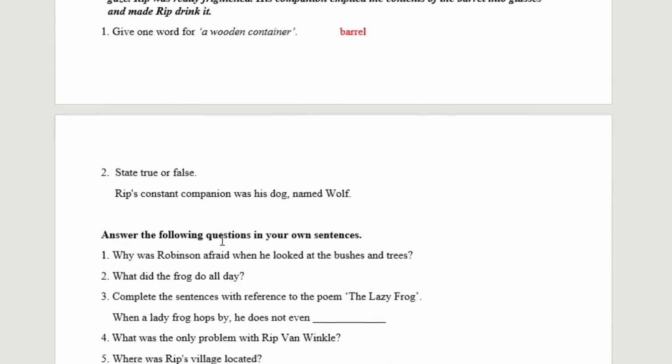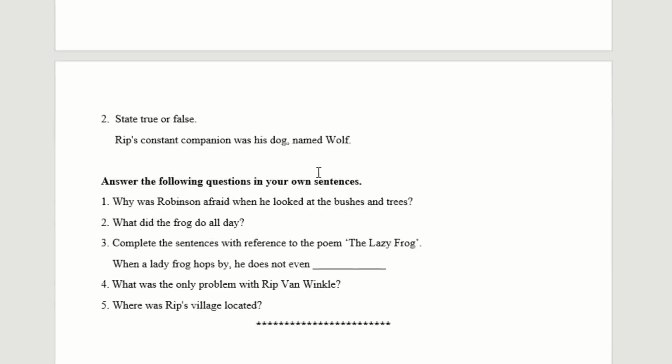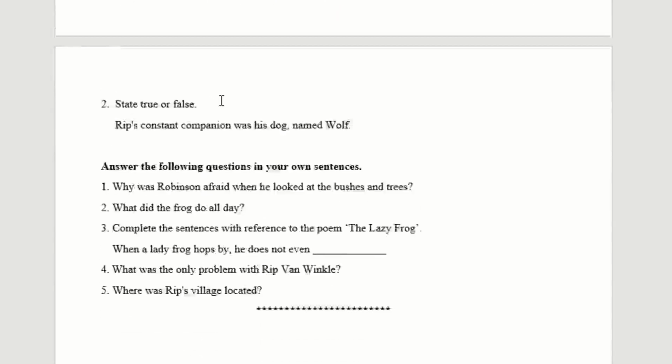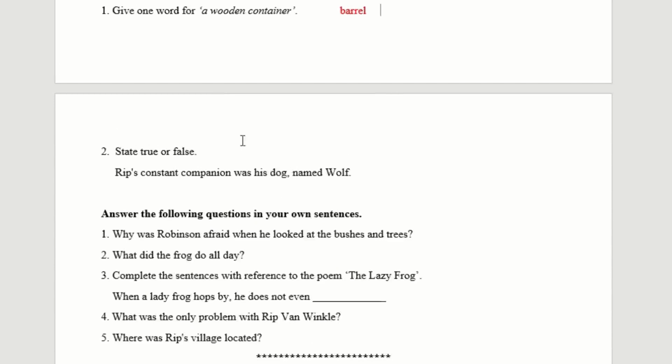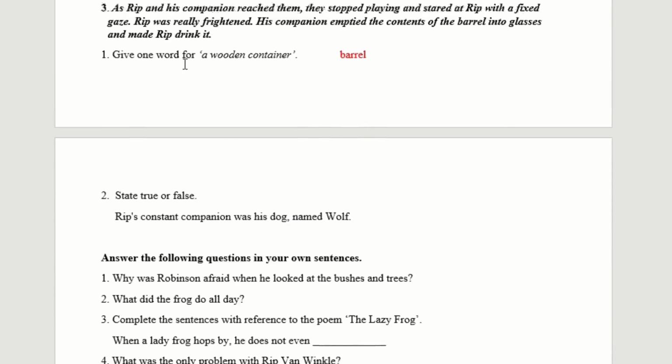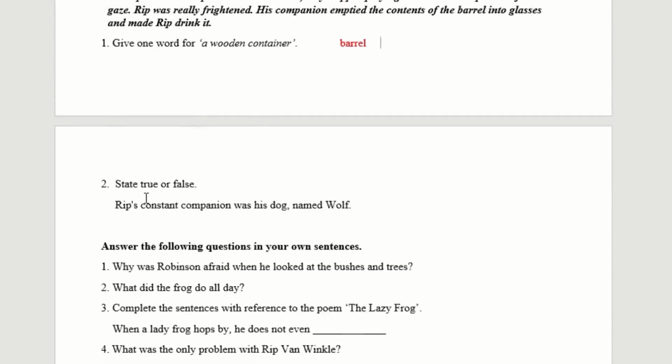Then state true or false. There will be many types of questions like filling the blanks, state true or false, or multiple choice questions. All these types of questions can come in the extract based questions. Now state true or false: Rip's constant companion was his dog named Wolf. Yes, it is true. So we can write true.